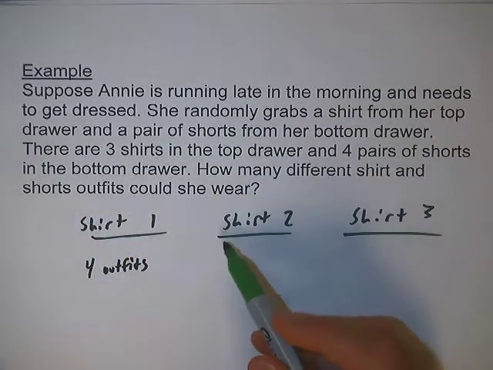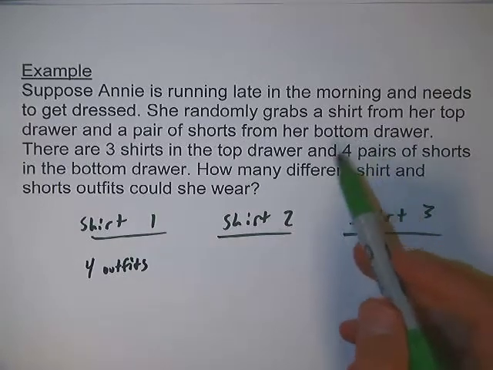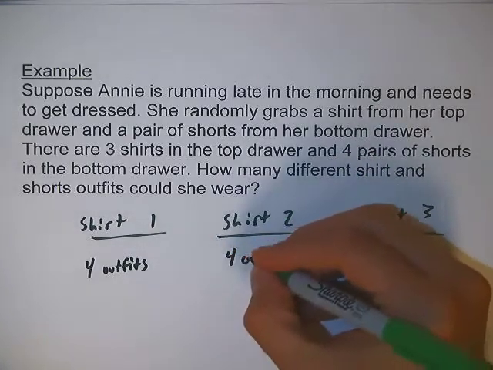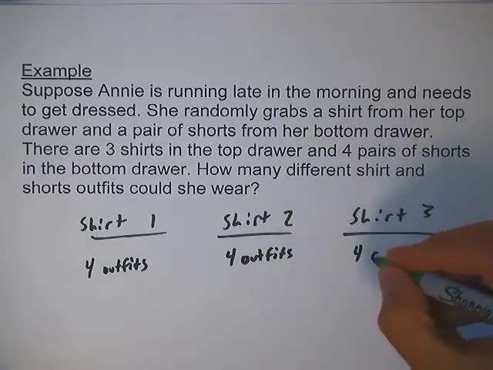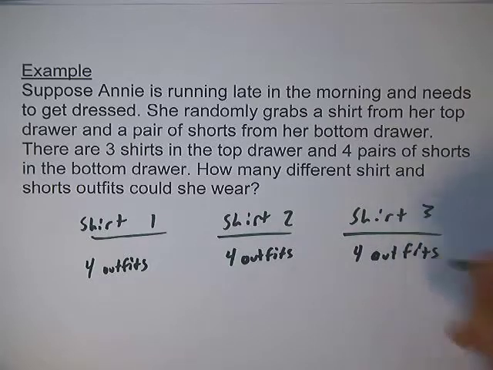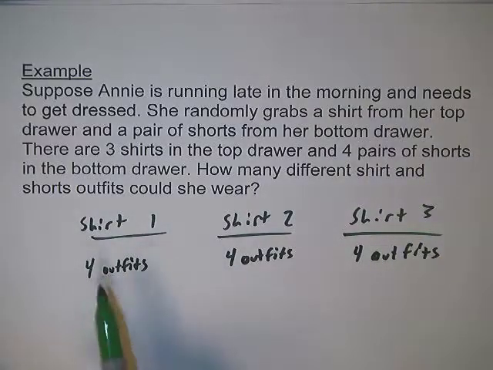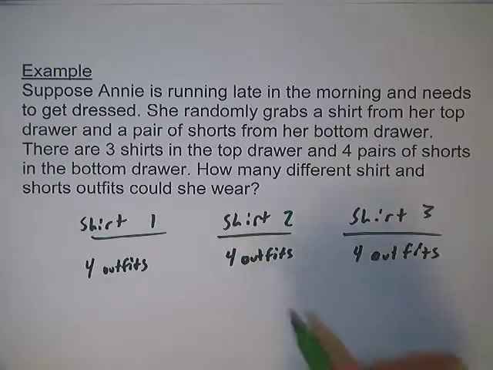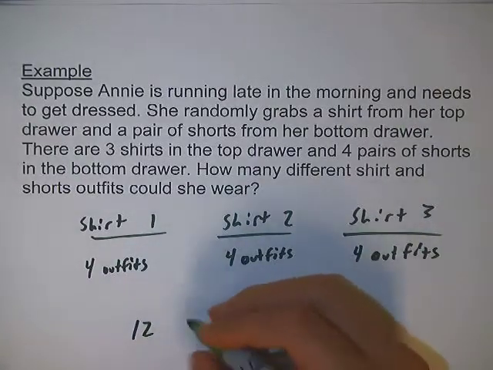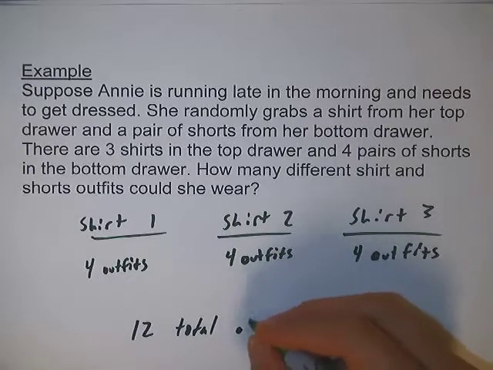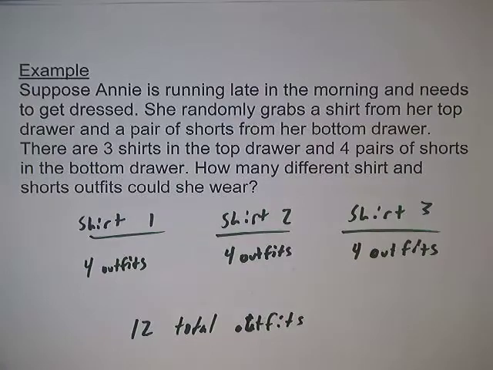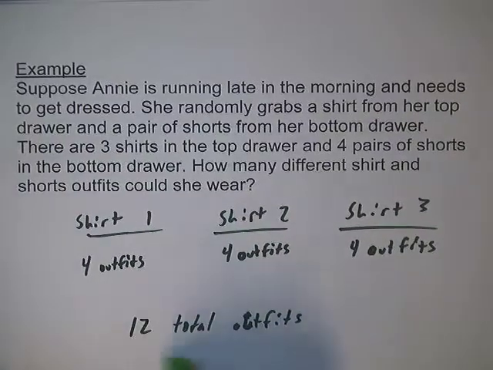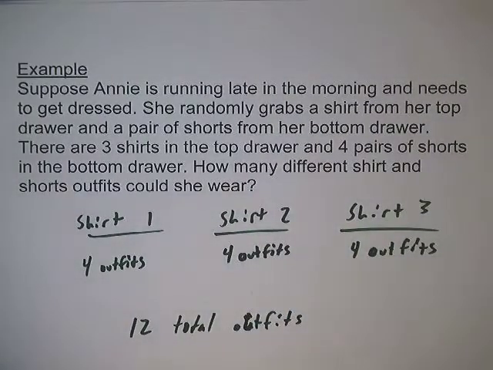Shirt 2: she could pick any of these 4 pairs of shorts, and that would also make 4 outfits. Same thing with shirt 3. She could end up with 4 outfits again. Since there are 4 outfits in each of these 3 categories, we would end up with 12 total outfits. There are a bunch of different ways of figuring this out, but this was the way that we used to come up with those 12 different outfits.